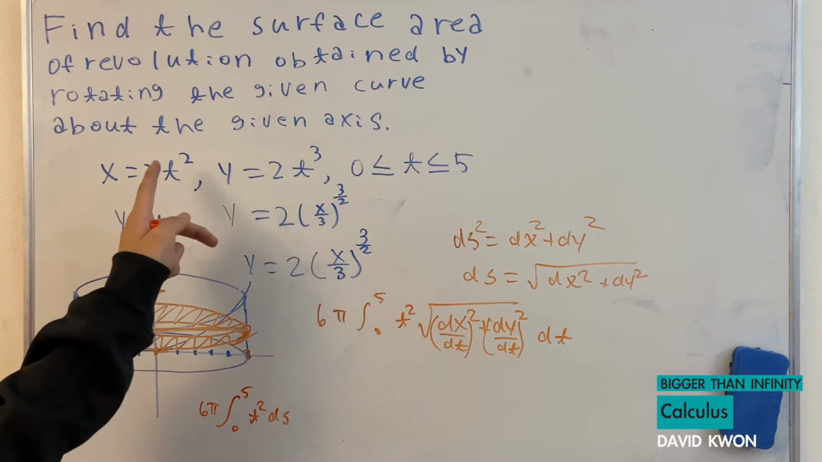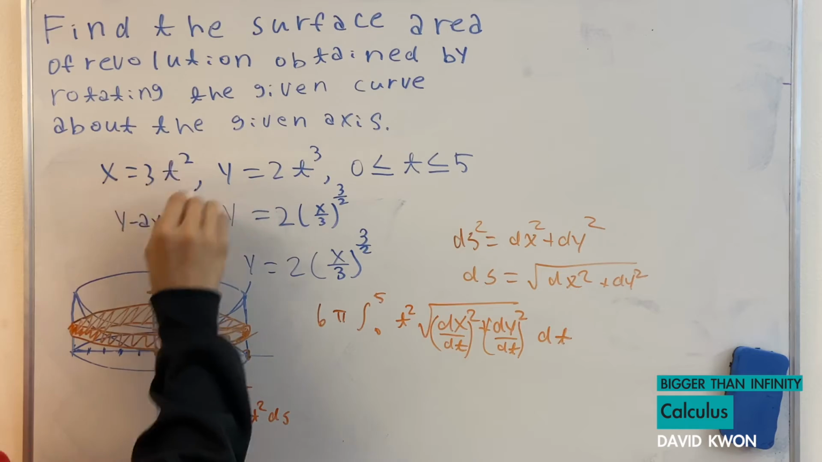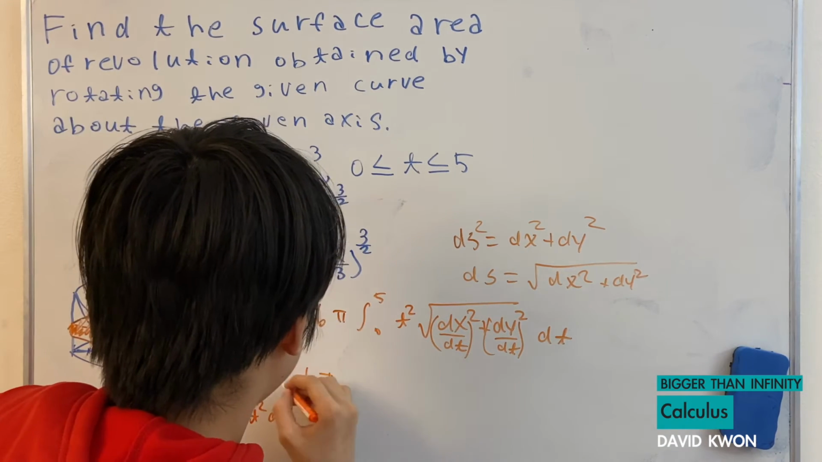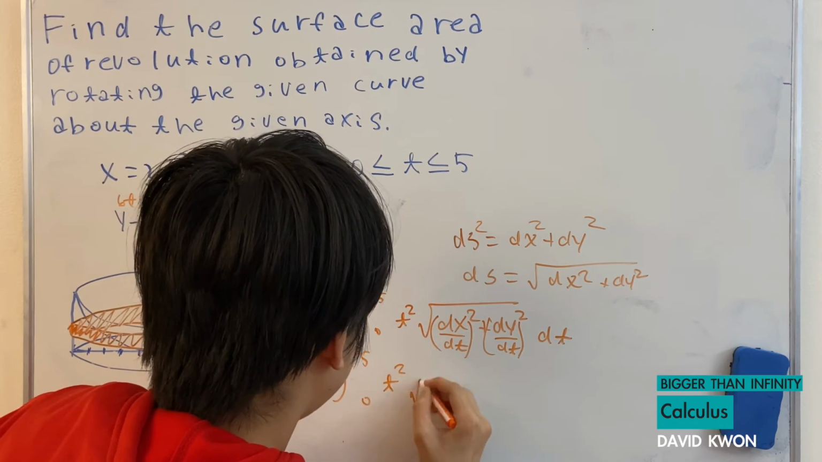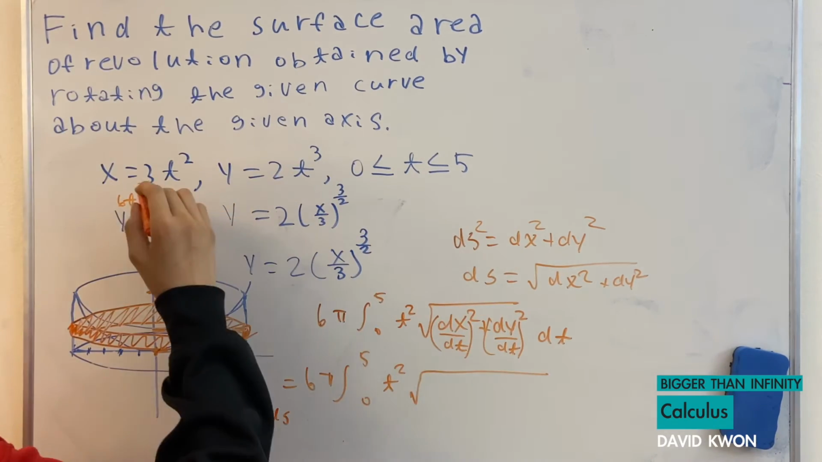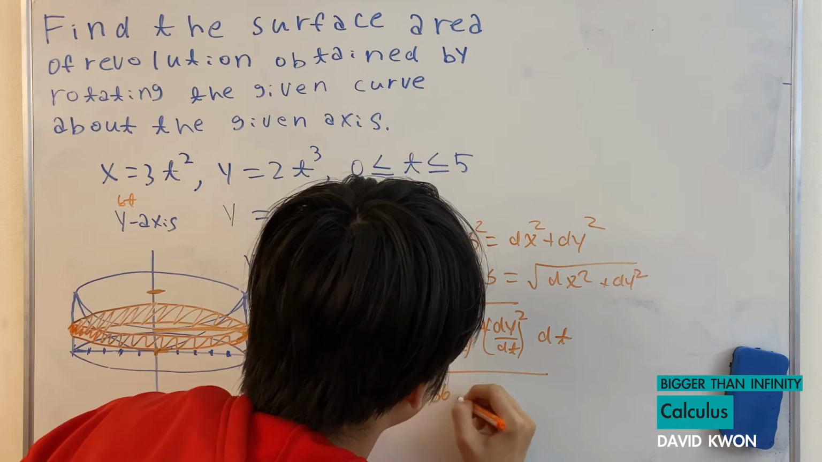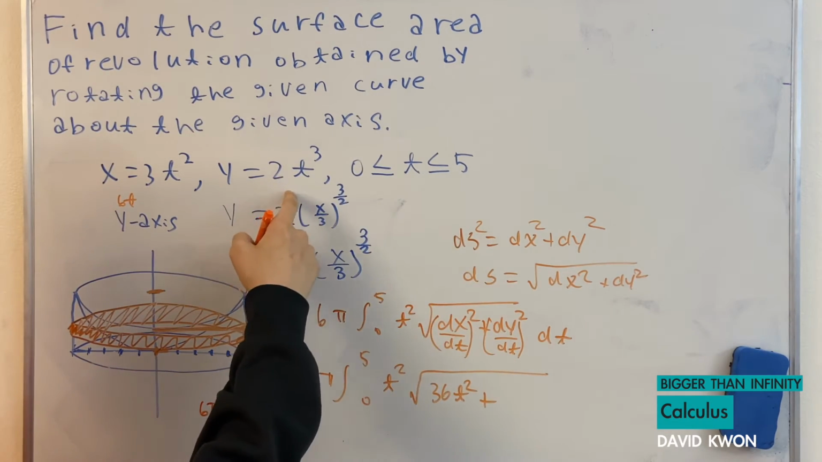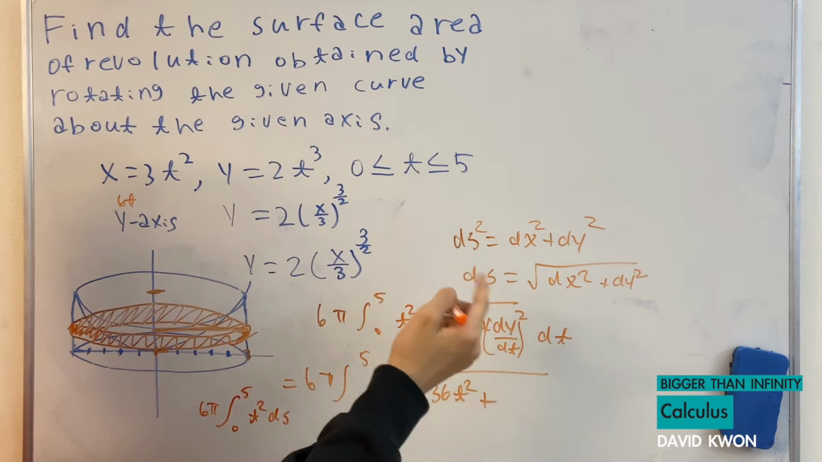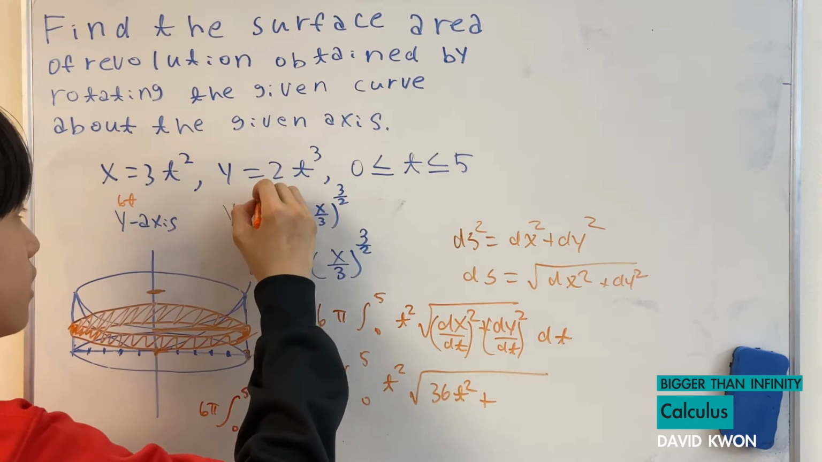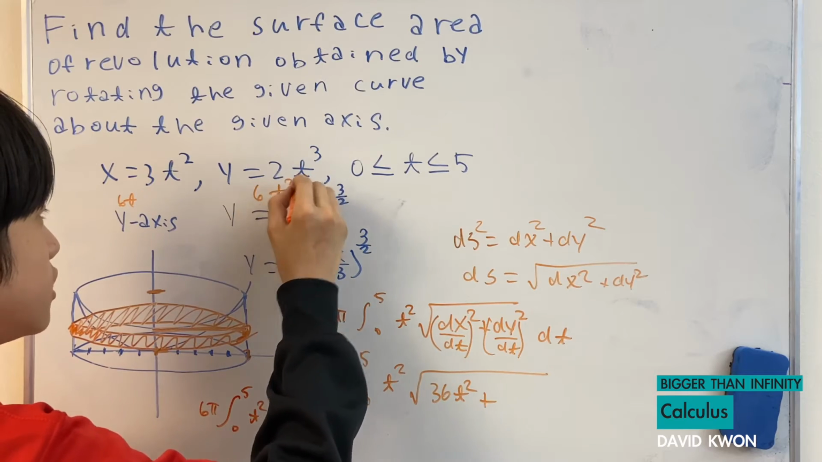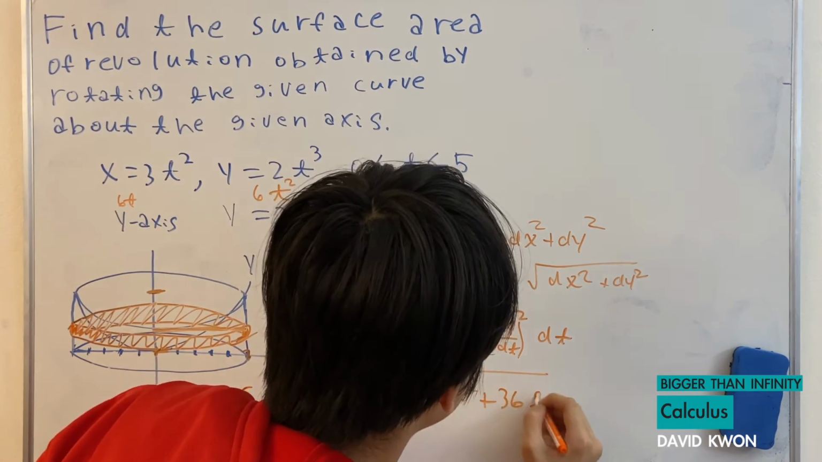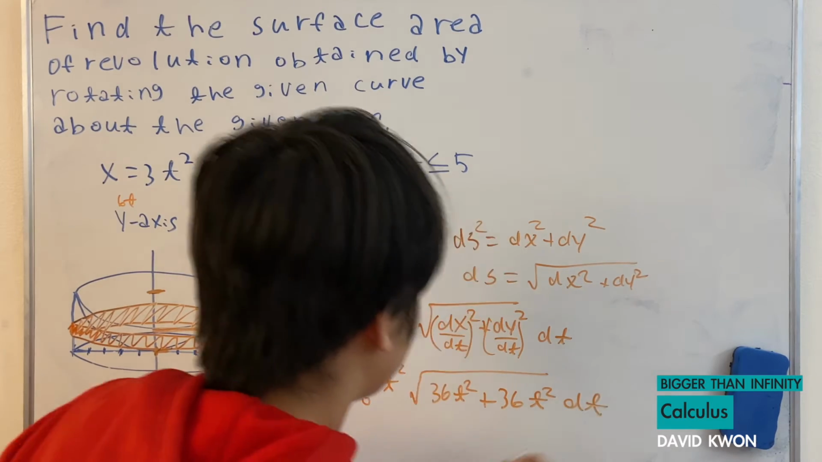Dx over dt squared is this. If I differentiate that, I get 6t, but I have to square that. So dx over dt squared is equal to 36t squared plus dy over dt, which is this. If I differentiate this and square it, I get my dy over dt squared. So that is equal to 6 times t squared, and when I square that, I get 36 times t squared. And, of course, times dt.